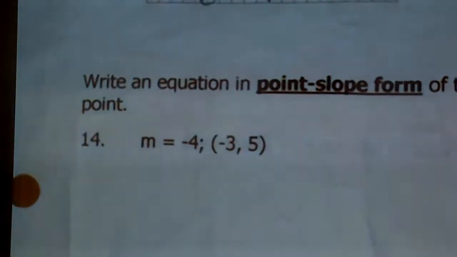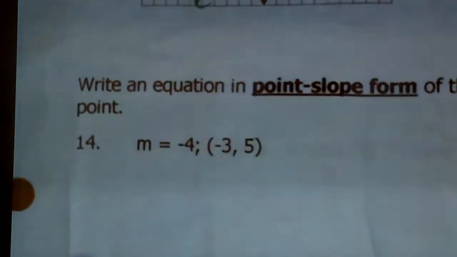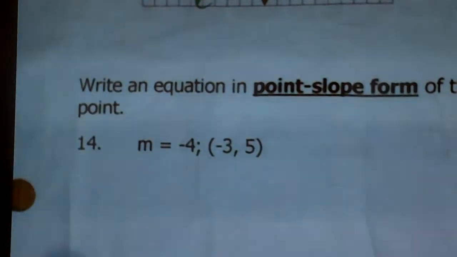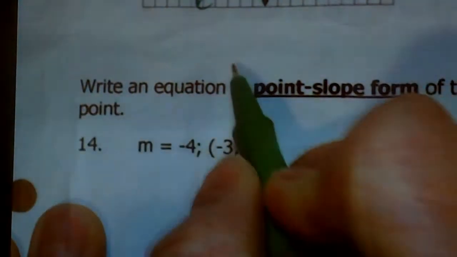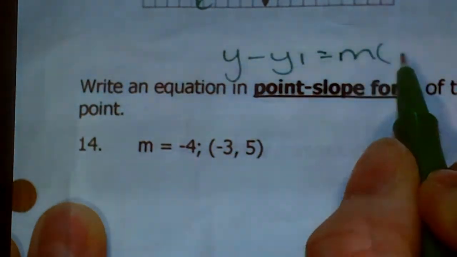Here I ask you to write an equation in point-slope form of the line with the given slope that passes through the given point. You have to know what point-slope form is. And my hint to you is it's the one that gives you the point and the slope in it. So pretty much these names tell you who they are.